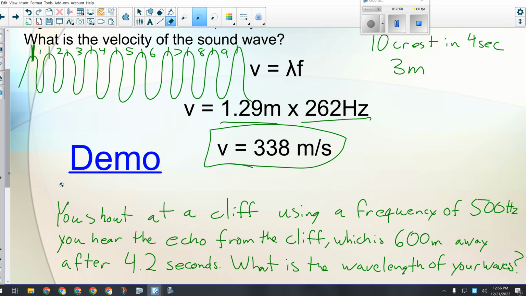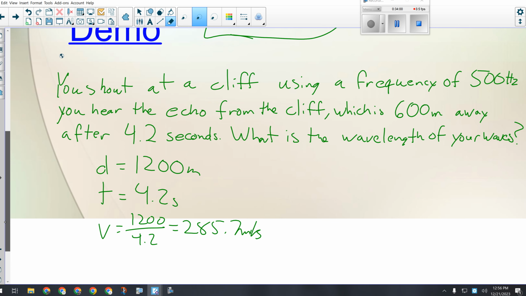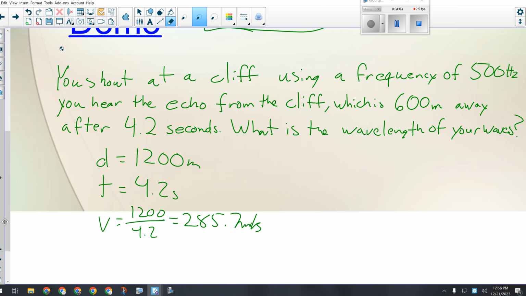What can I do with the speed, since they told me the frequency? I also know that as a given: 500 hertz. How can I get the wavelength now? Divide by frequency. We'll use the universal wave equation, V equals F times lambda. If I want to find lambda, I divide both sides by frequency, and I'm finding lambda.